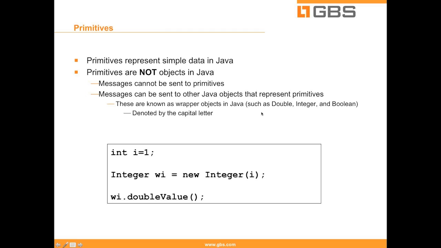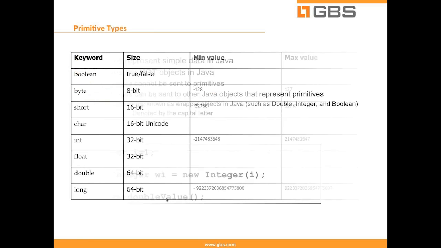a wrapper class. So, for example, lowercase double has the uppercase Double. Int has Integer. Lowercase boolean has Boolean, which is a wrapper class. They're denoted by those capital letters. So I can say int i equals 1, which is, again, the primitive, and then I can instantiate an instance of the Integer wrapper class and pass that value in. Then I can operate on the instance of the Integer class. For example, I could get the double value from it, but I could call any of those particular methods. And again, that's kind of a cool thing.